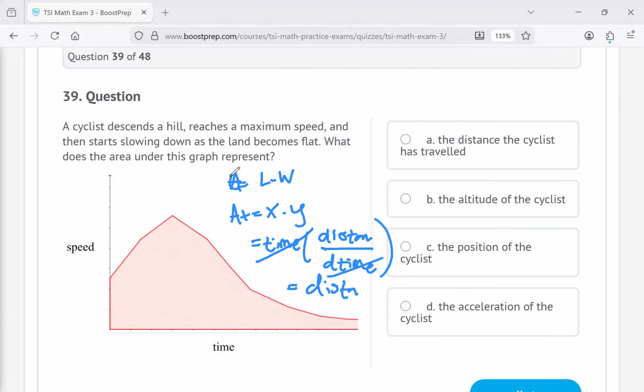Okay. So the area under the curve is basically length times width, or in our case, x times y, and our x unit is time, and our y unit is speed. And speed is distance over time, which is distance. Okay.